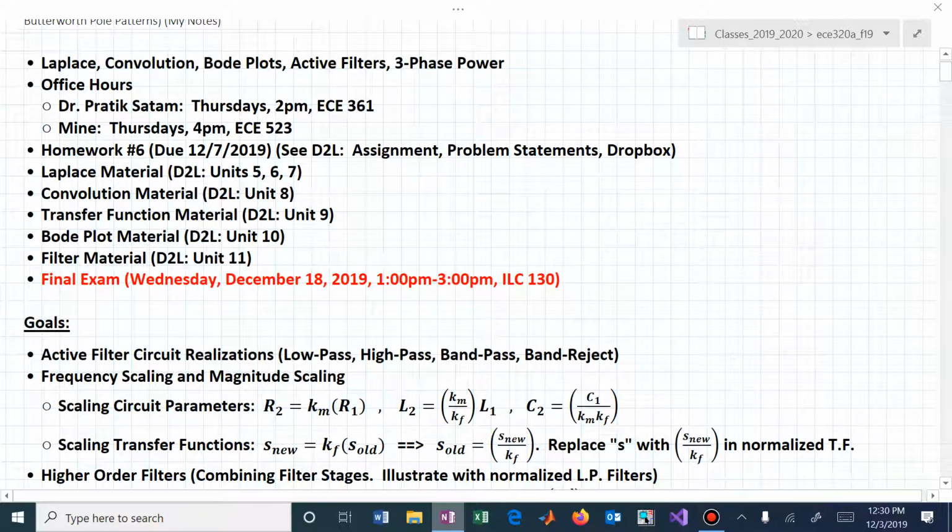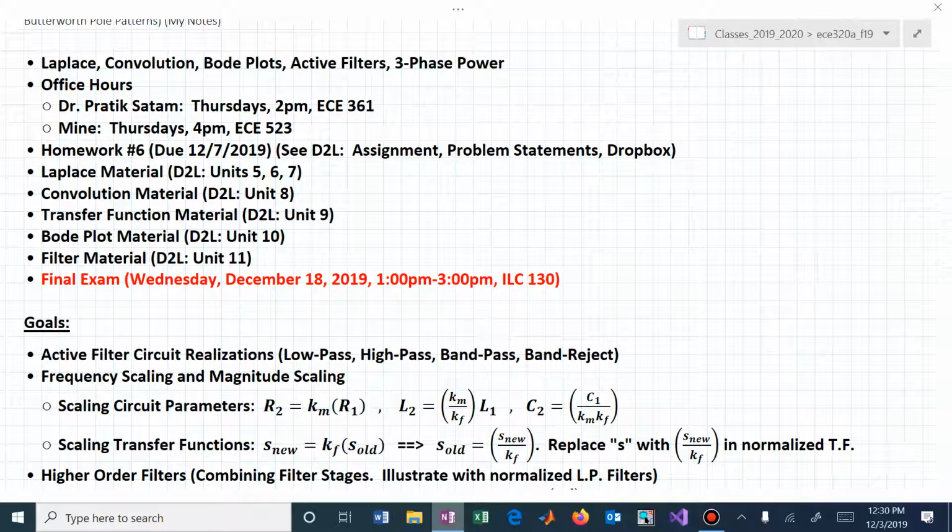We have a week left of lectures. Today, Thursday, and next Tuesday. Today we'll finish up filters. Thursday we'll get into three-phase power, sort of a very quick, I'm not sure, so stay tuned. And then in a week, I believe we said we were going to have a review.